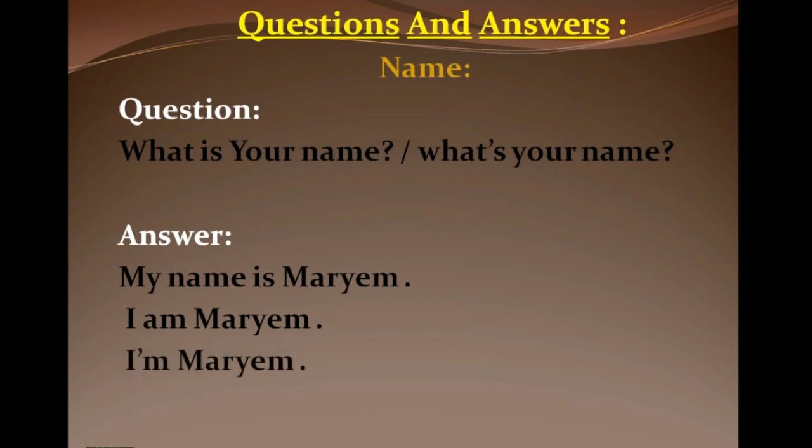Or am Maryam. Here it's the same. What is, we can say what's. And here I am, we can shorten it to I'm. I am Maryam. I'm Maryam.